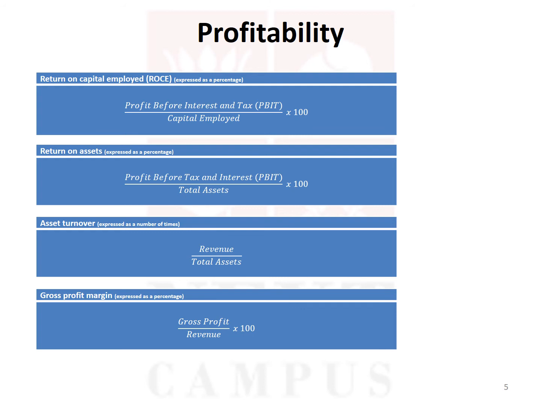Next one, return on assets: profit before interest and tax divided by total assets, that means current assets plus non-current long-term assets, into 100. Asset turnover: revenue divided by total assets. Then gross profit margin: gross profit divided by revenue into 100.